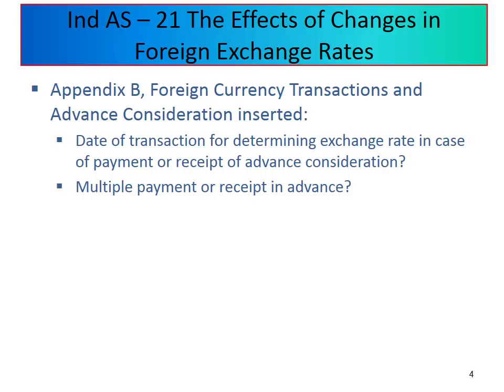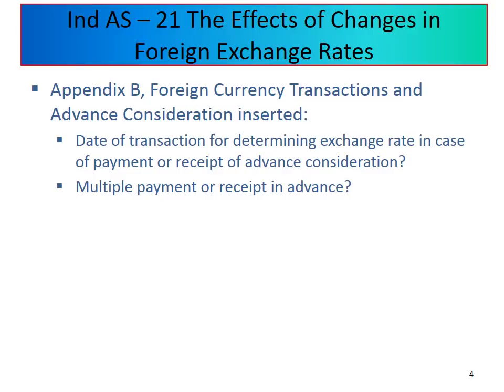Now this amendment is applicable not only to the sale of goods or purchase of goods, but also to property, plant and equipment, intangible assets, investment property, inventory, services, entering into lease contracts, or some government grants. So this is going to be applicable wherever you receive or pay in advance and the transaction is in a foreign currency.